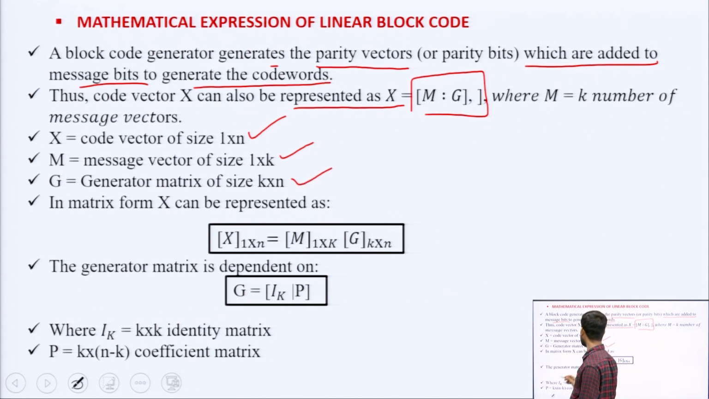In matrix form, x can be represented as x equal to m times G. So the matrix dimension is 1 cross n for x, 1 cross k for m, and k cross n for the generator matrix. The generator matrix depends on I_k and P, where I_k is the identity matrix and P is the coefficient matrix.